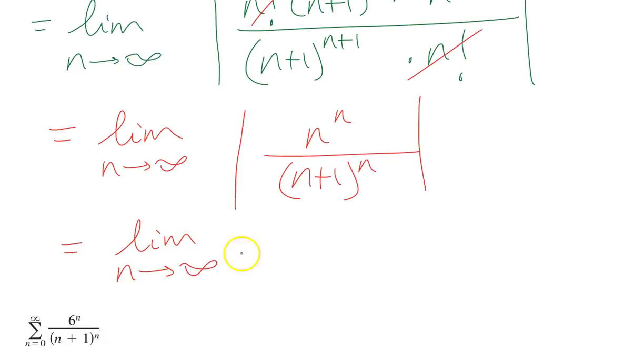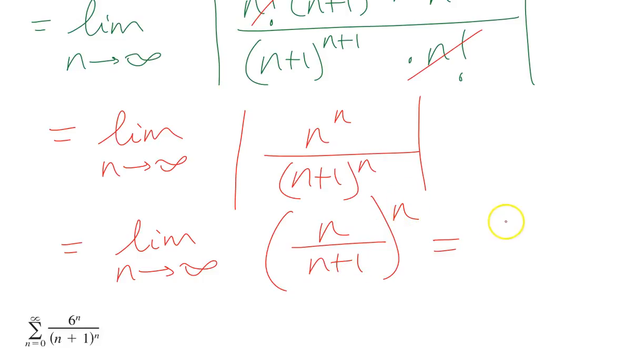Limit as n goes to infinity. N's are positive, absolute value signs are redundant. Let me rewrite it like that. Okay guys, this is not the first time we are seeing this. Earlier when I had n plus 1 over n raised to the power n, the limit as n goes to infinity was e. But now this is the reciprocal raised to the power n, so the limit is going to be 1 over e, which is less than 1.